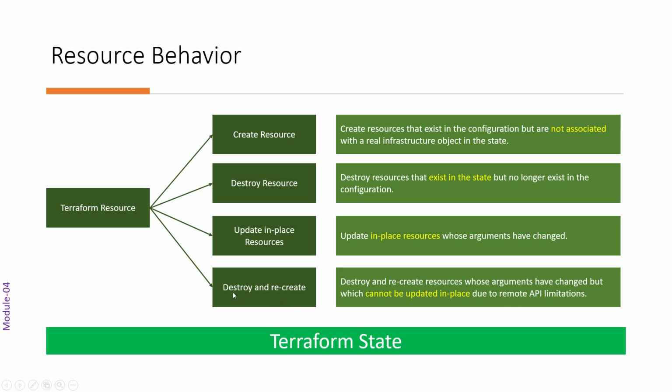And we also have destroy and recreate. As you can see here, destroy and recreate resources whose arguments have changed but which cannot be updated in place due to the remote API limitation. Certain things we need to understand: due to remote API limitations, sometimes when we try to recreate the server, it first destroys it and then recreates it freshly, newly.